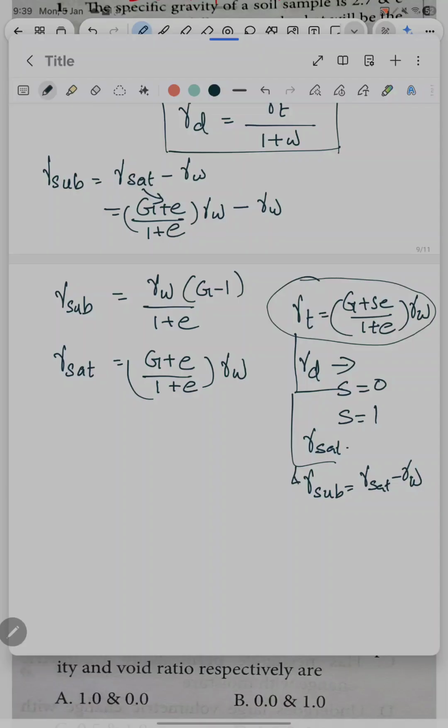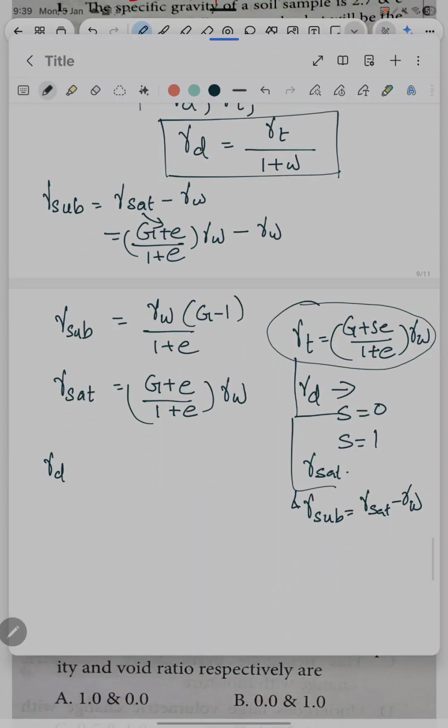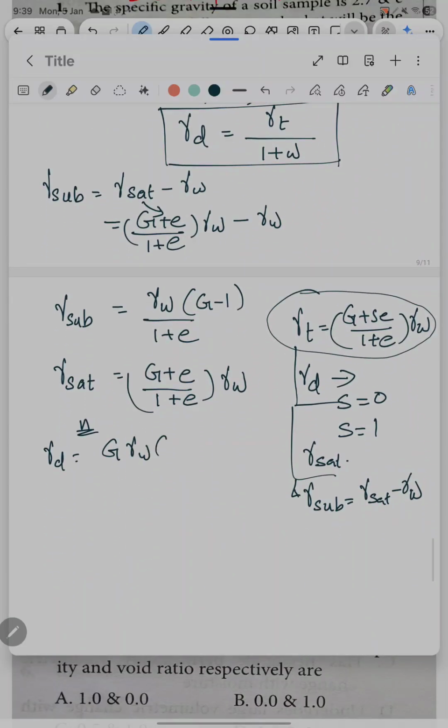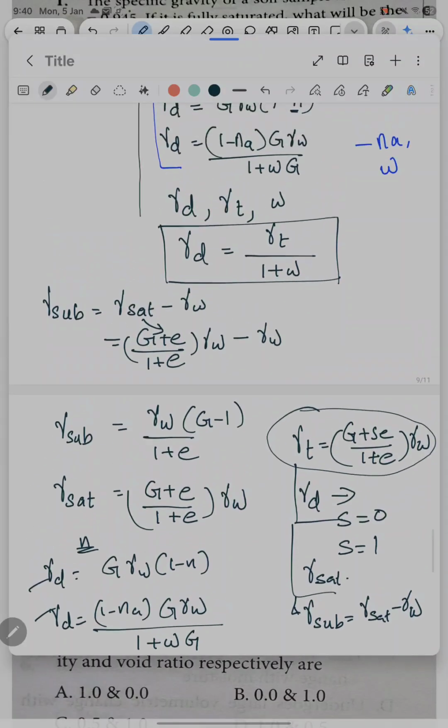Okay. This is also easy. So two more are there for dry unit weight, which are quite tough for you. First, in terms of n: G gamma W into (1 minus n). Another is in terms of na, the percentage air voids: (1 minus na) into G gamma W divided by (1 plus wG). Okay. This is also important. Next is very important. In most cases we have to use this equation.